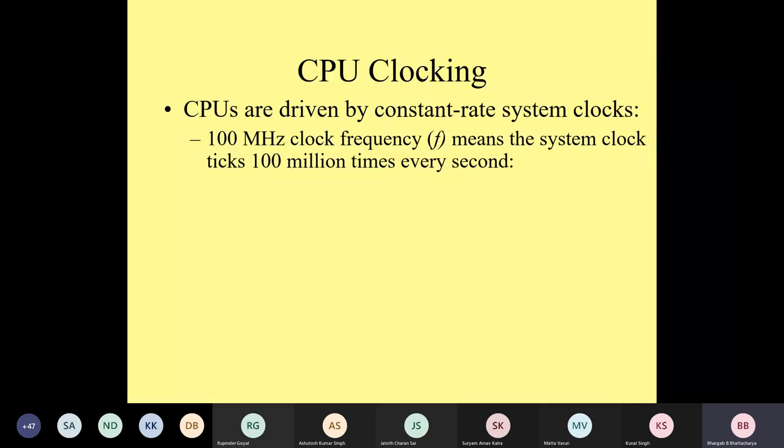Let us consider the CCT, the clock cycle time. What is clock cycle time? You know that there is a synchronizing clock, right? The clock ticks every second, and the clock has a certain frequency; these are called system clocks. For example, if the system clock frequency is 100 megahertz, it means that the clock ticks 100 million times every second. Nowadays you have machines with frequencies in the several gigahertz range.